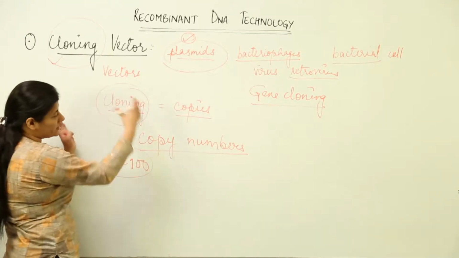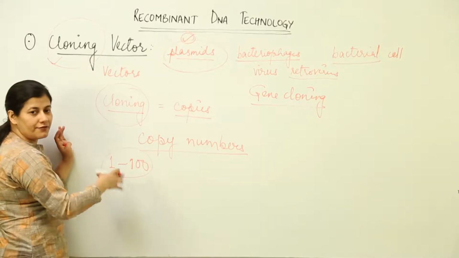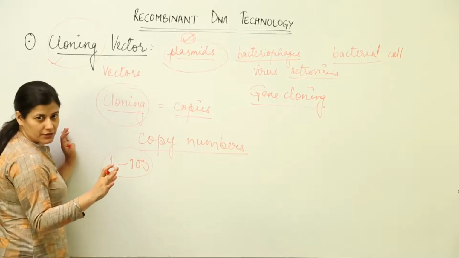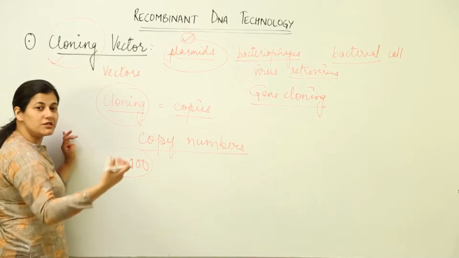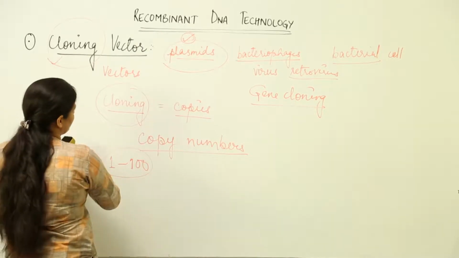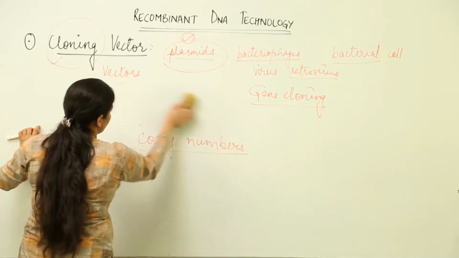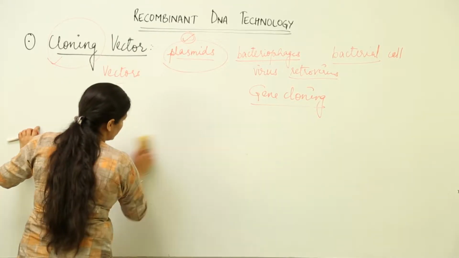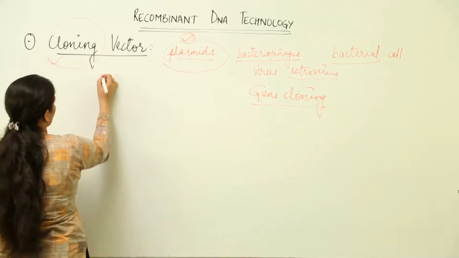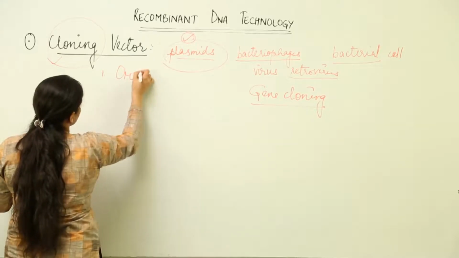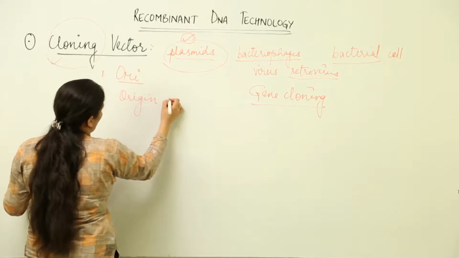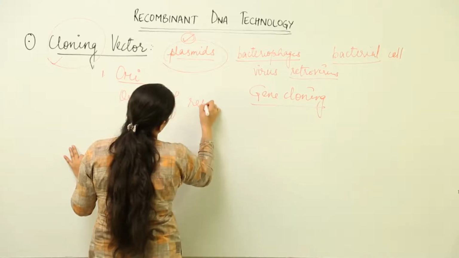Now, this vector itself has certain characteristics that it must possess to be a good vector. What makes a plasmid qualify for being a good vector or a cloning vector? We are going to see those points. The first characteristic that a cloning vector must have is ORI. Now, what is this ORI? Origin of replication.